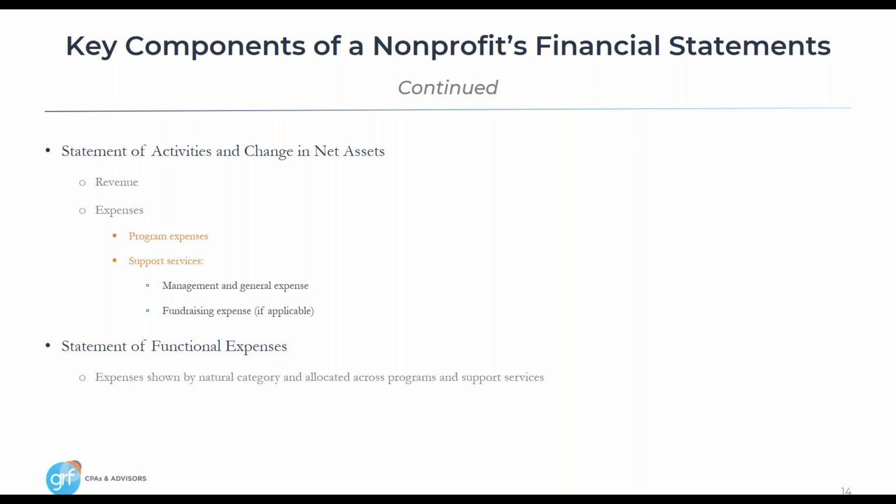The statement of functional expenses at the bottom of the slide essentially shows the allocation of each natural expense line item across the entity's programs and support services. Now, what are natural expense line items? Well, for example, salaries and benefits or office expenses. That statement will show not just the total expenses incurred for salaries and benefits, but how that expense is allocated across the programs and support services.